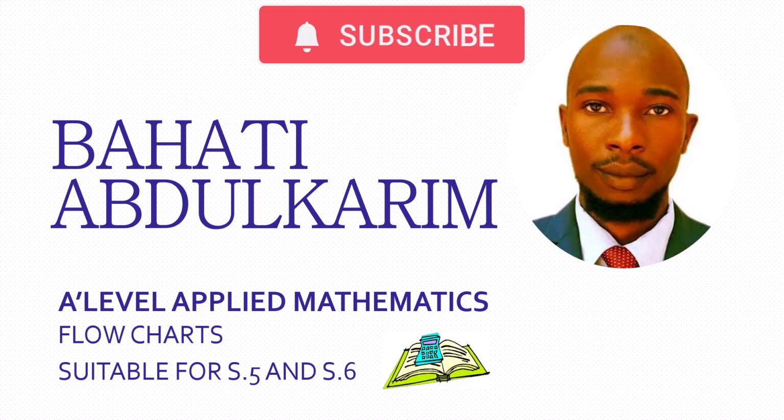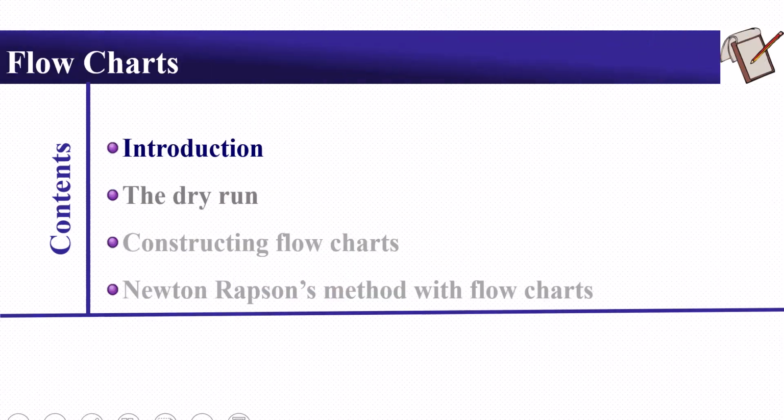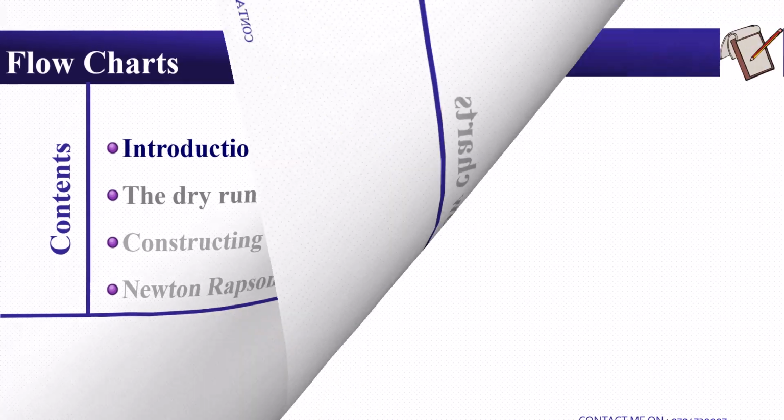This time round, we're going to look at flowcharts. This part is suitable for Senior 5 and Senior 6. This is our course outline. We're going to look at the introduction. Next will be a dry run, then constructing flowcharts, and lastly, we shall look at Newton-Raphson's method with flowcharts.